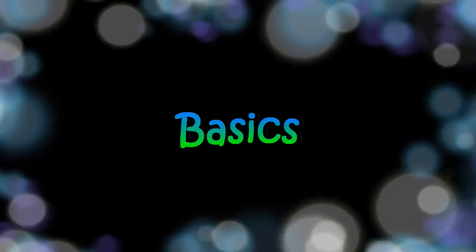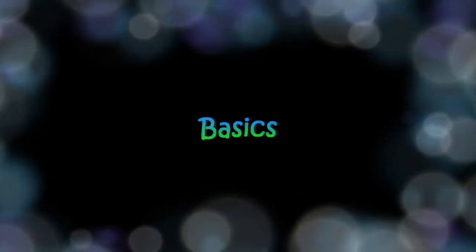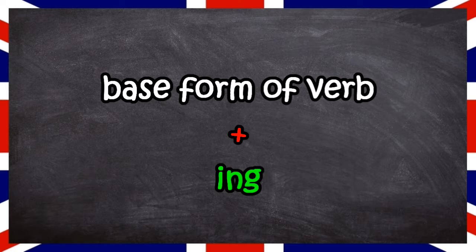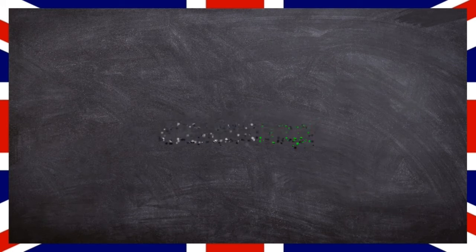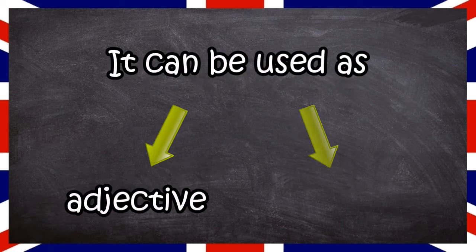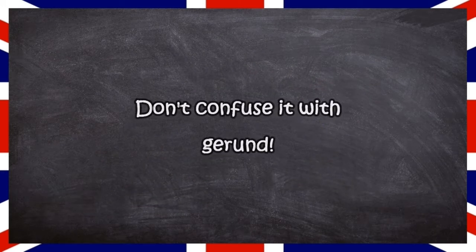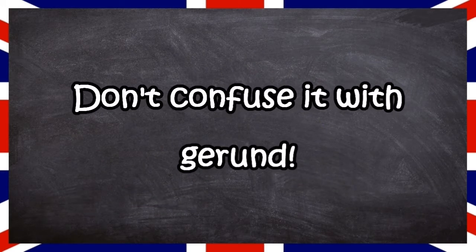So let's talk about the basics. You take the base form of the verb and add ing, like cooking. You can use it as an adjective and as a verb. Don't confuse it with gerund.